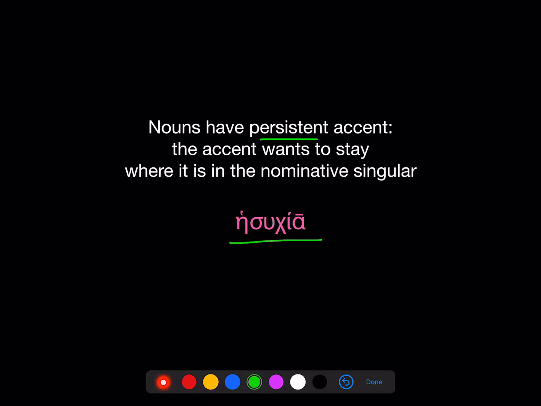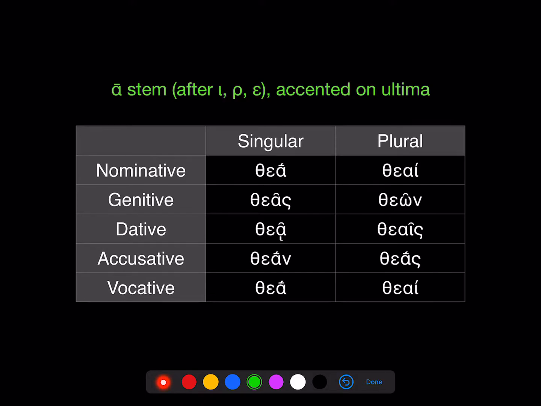So here's a noun, hesukia, and you can see that the accent is right there above the iota. This is the nominative singular of this word. It means leisure. So the accent wants to be there above the penult, above the iota, and it's going to stay there as long as staying there doesn't break the rules for accent. And we're going to practice this with various nouns as we learn the new endings as well. So we're going to start with the noun thea. It's a first declension long alpha stem.